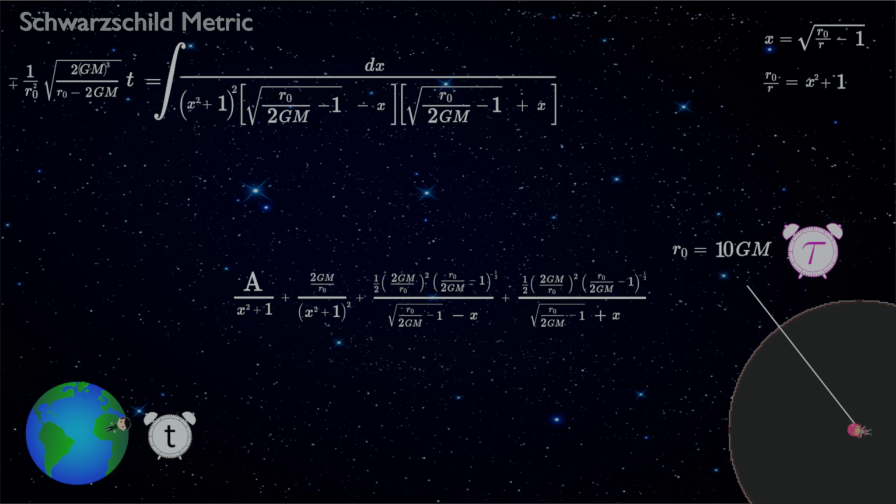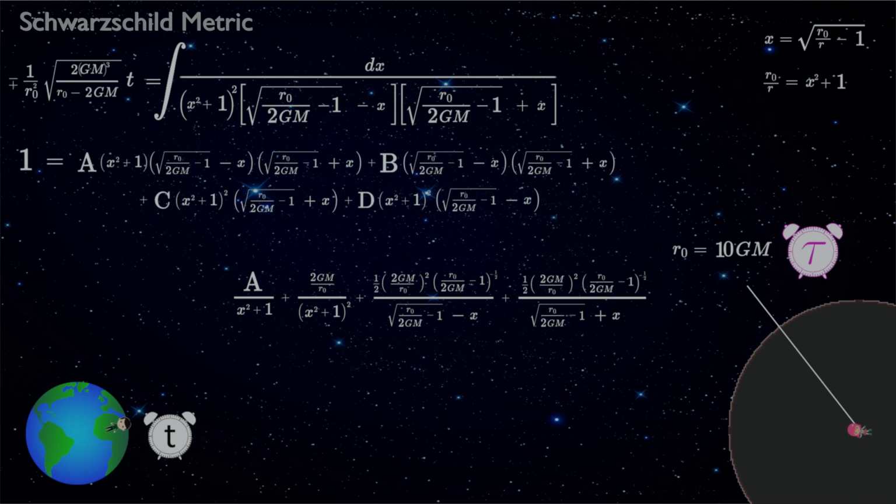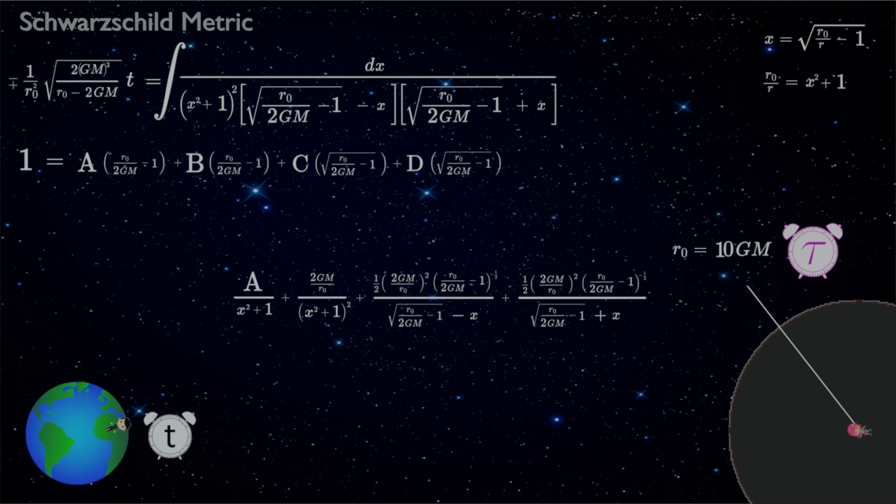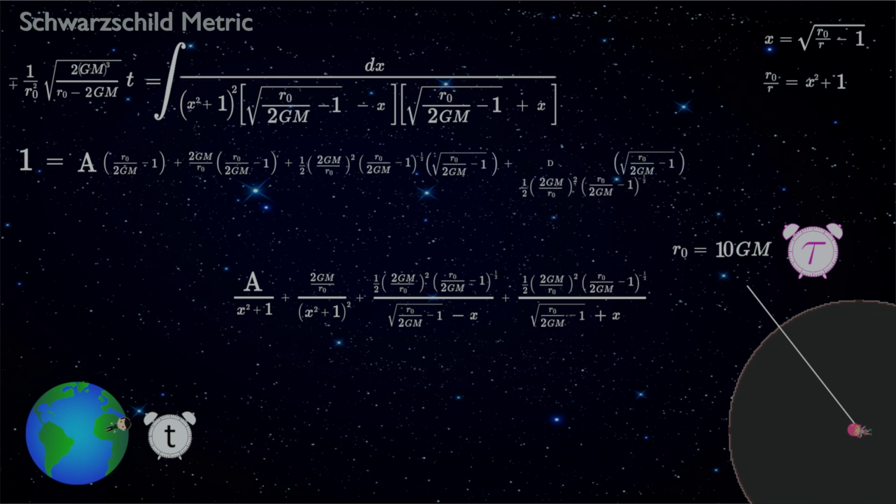Alright, let's bring back that equation for the four constants a, b, c, and d one last time. In order to find the value of a, the best thing we can do is set x equal to 0. So let's do that. Now let's substitute in the values for b, c, and d. Now let's simplify.